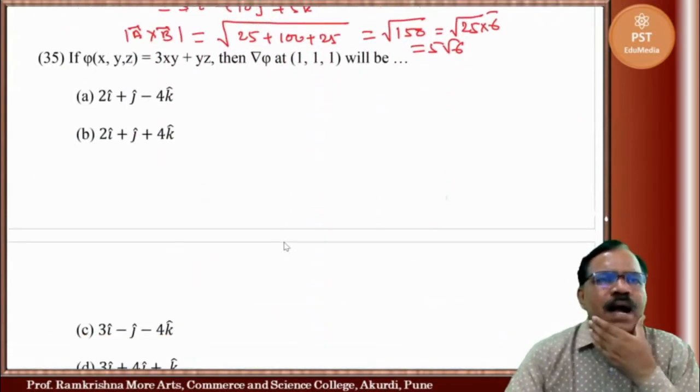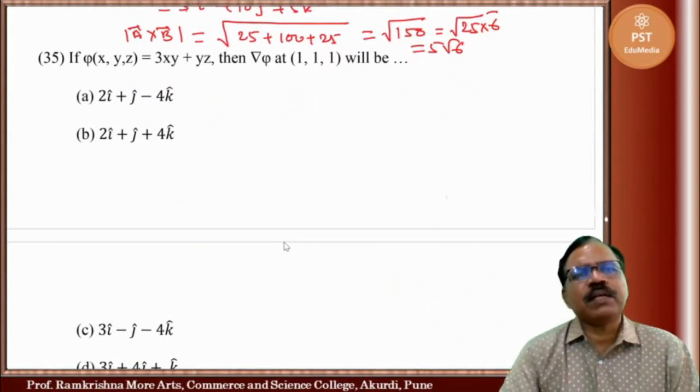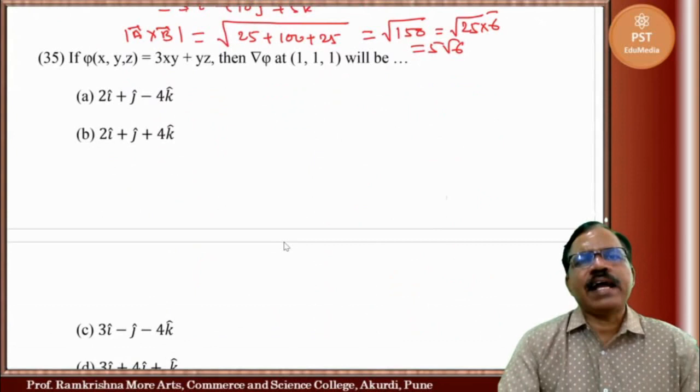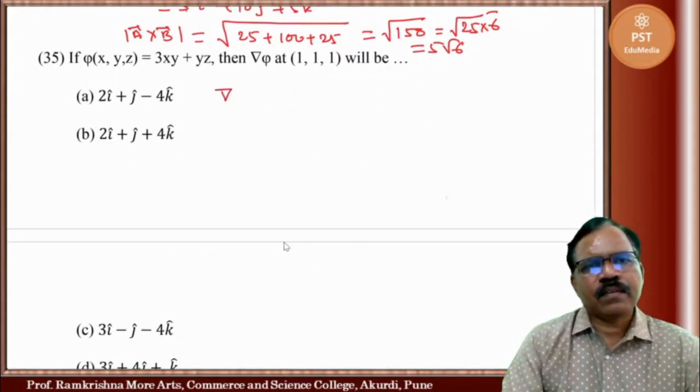Next one, if φ of xyz is equal to 3xy plus yz, then del φ at (1, 1, 1) will be. What is del φ? Del φ is equal to i ∂φ/∂x. This is the gradient of a scalar field.